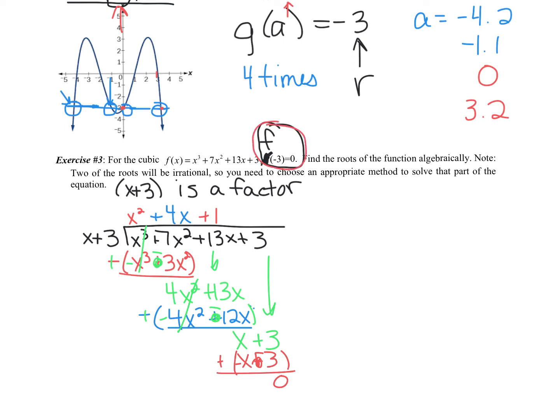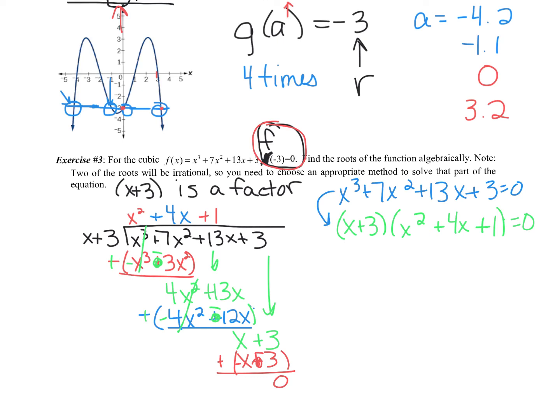As expected, because f of negative 3 equals 0, we expected x plus 3 to be a factor. So basically I'm trying to get this into a factored form because we're trying to find the roots algebraically. I probably should have written this first, but if we're trying to find the roots, we're setting the function equal to 0. So I should have written down that I'm setting this function equal to 0, which is why I want to get it factored so I can start to solve it.